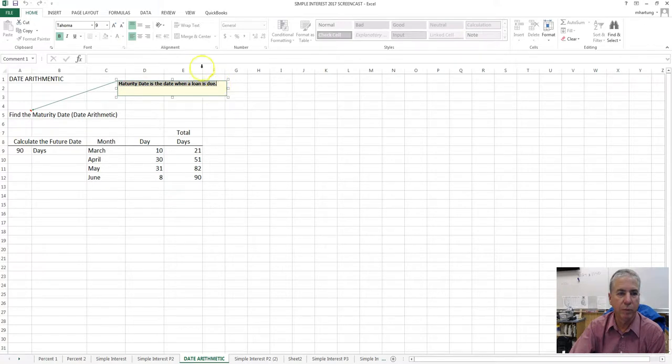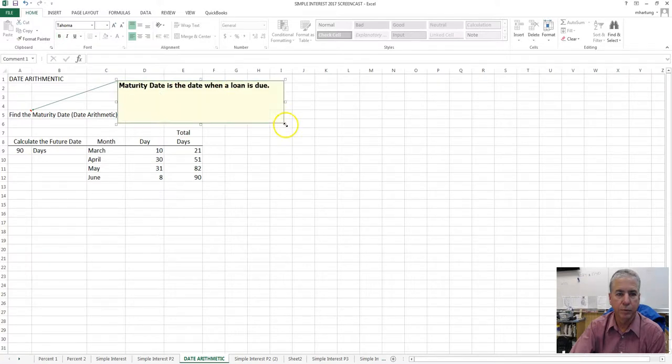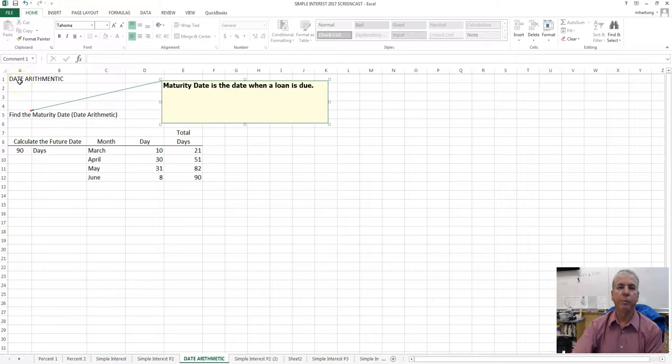And I've got a note here. I'm going to make this just a little bit bigger here. There we go. So date arithmetic, what we're going to do is add and subtract dates to find a particular date in the future. And specifically what we are looking for, we call it the maturity date. Find the maturity date of these particular loans that are due a certain number of days in the future, starting at a particular date. So maturity date is the date when a loan is due or when a bill is due.